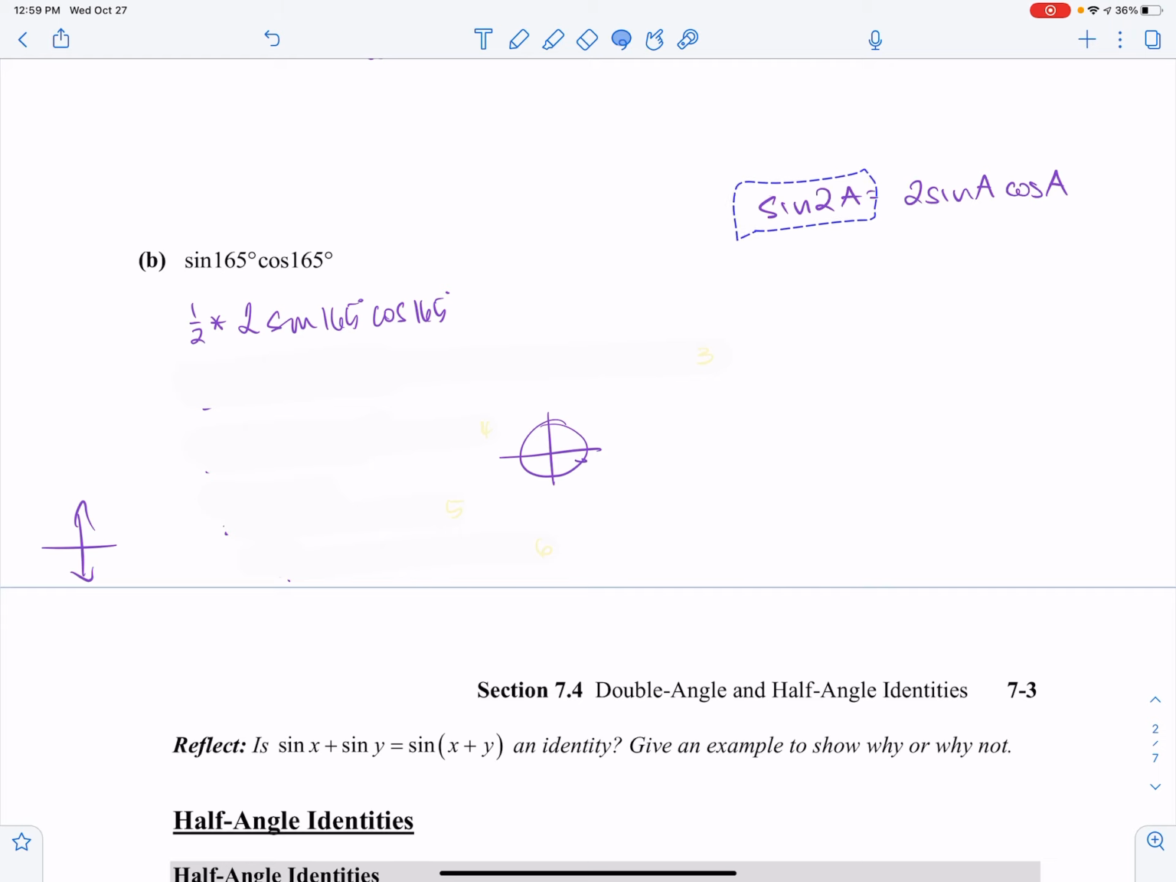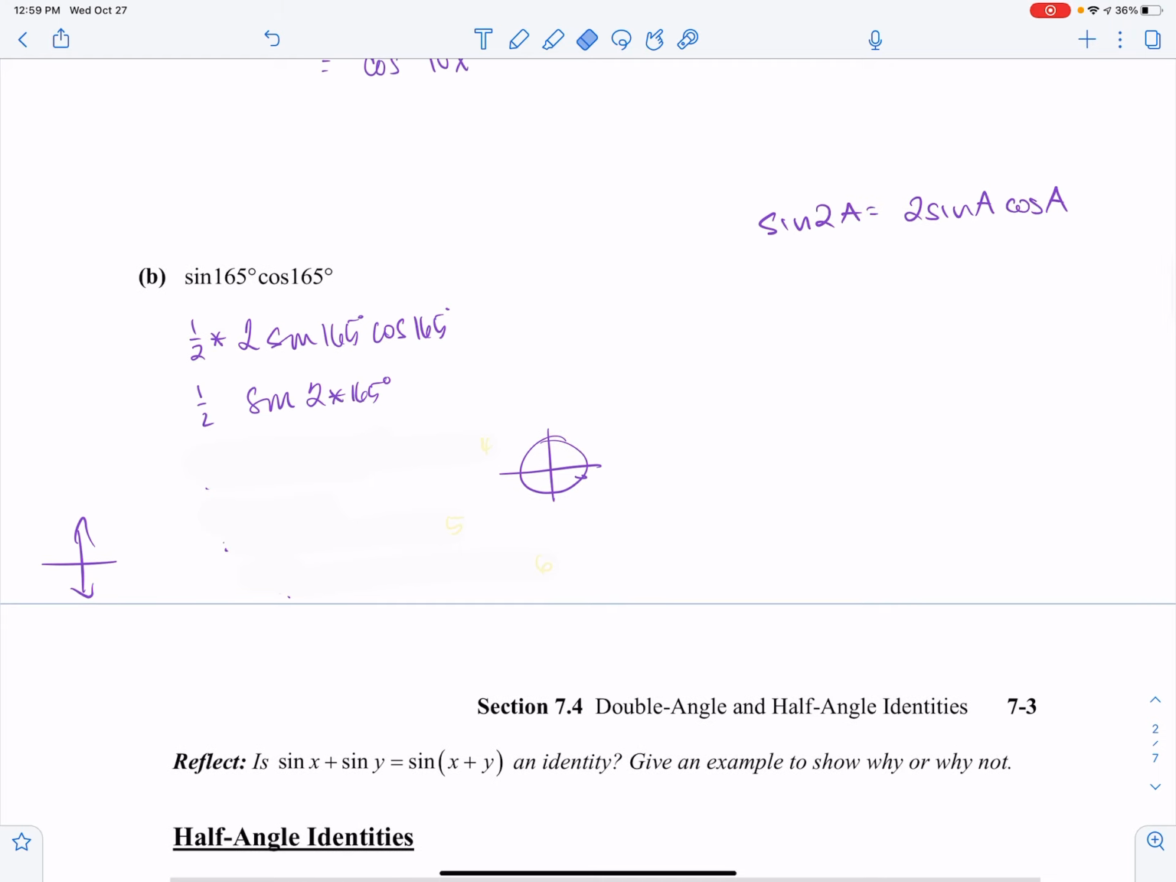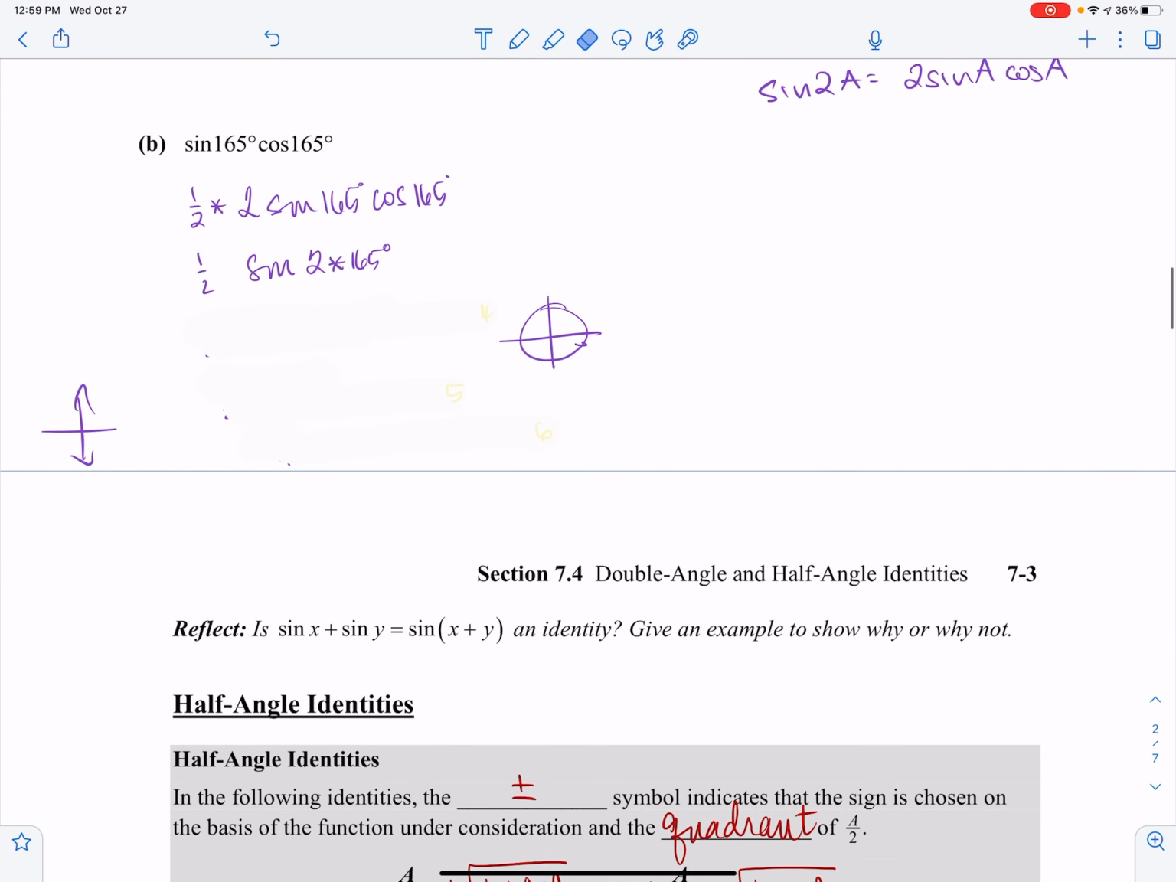The difference is that instead of using an A, I'm going to use a 165. The 1/2 just gets carried down. And then we'll do the math. 2 times 165 is going to be 330. So we look for the sine of 330. This is in the fourth quadrant, the second to last spoke of the fourth quadrant. And so my sine value there is -1/2. Multiply those two together, and you're going to get a -1/4.